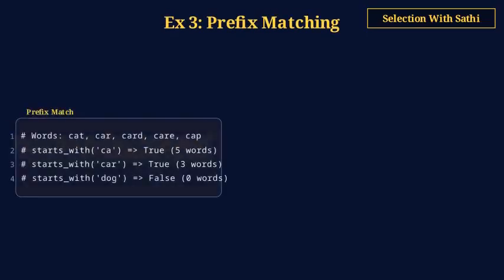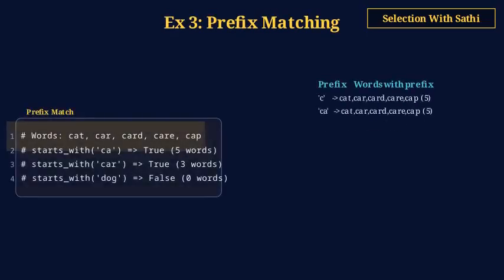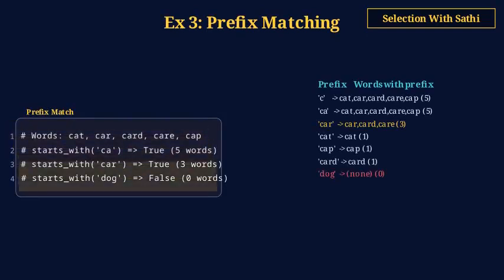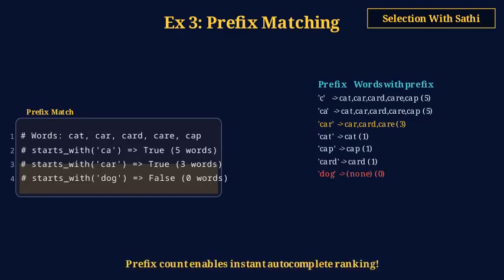Prefix matching with CA. Navigate to the node for prefix CA, root to C to A, check A's prefix count. It is 3. That tells us 3 words share the prefix CA: cat, car, and card. Now check prefix car. Navigate root to C to A to R, R's prefix count is 2. 2 words share prefix car: car and card.